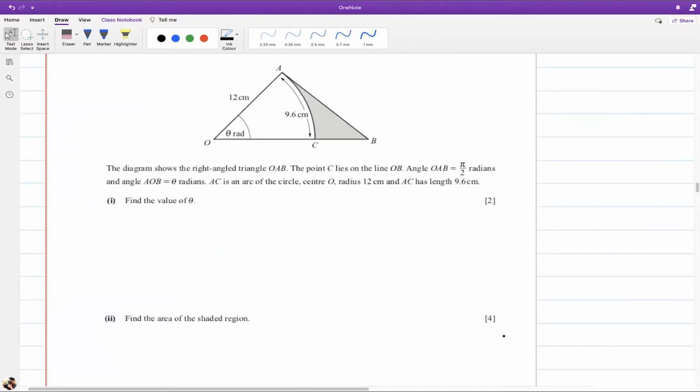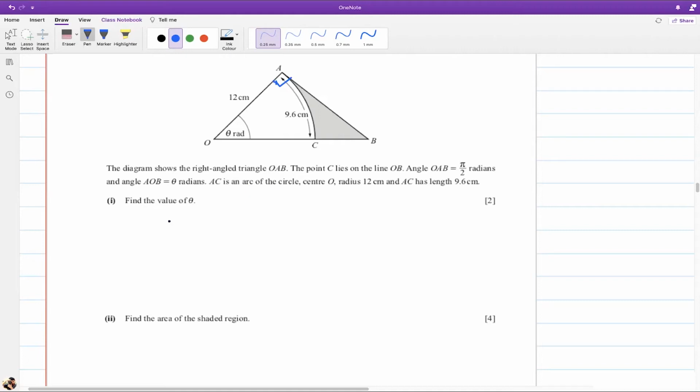Circular measure. Arc length is given, radius is given. Some other things are also mentioned, I think. Angle is also given. This angle, OAB, this whole angle is pi by 2, which simply means that this radius and that's a tangent. Okay, so this is pi by 2. It's 90 degrees. So I'll just write like that. All right.